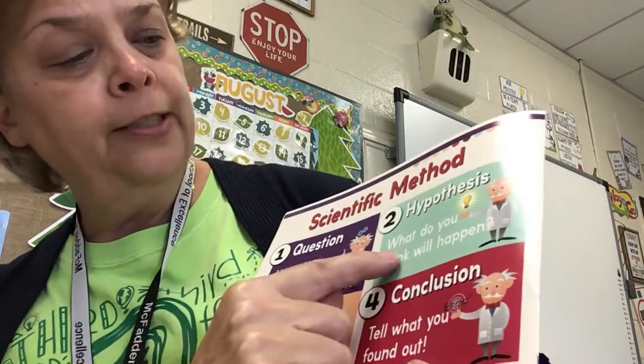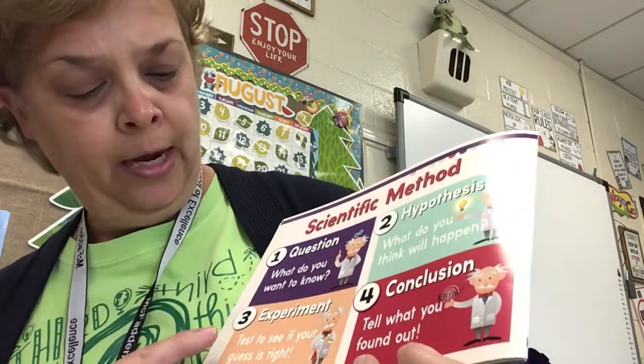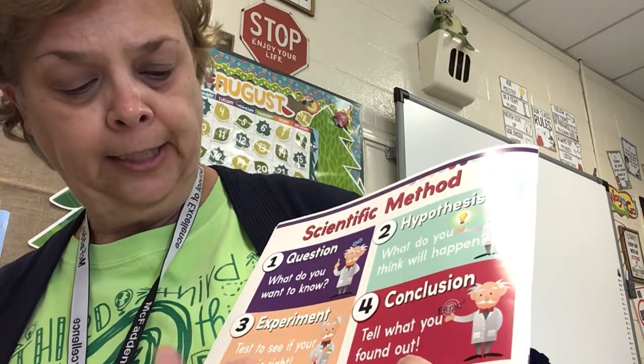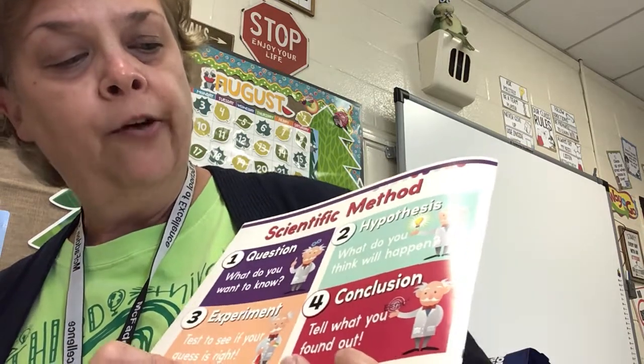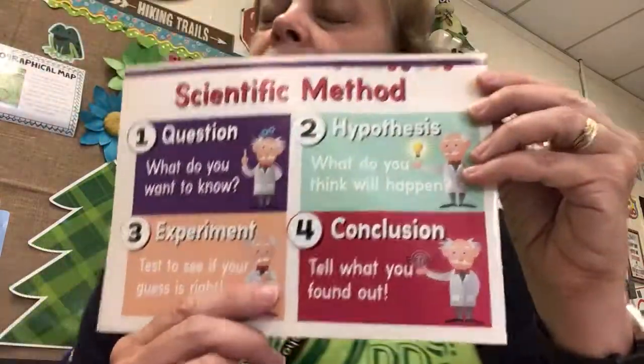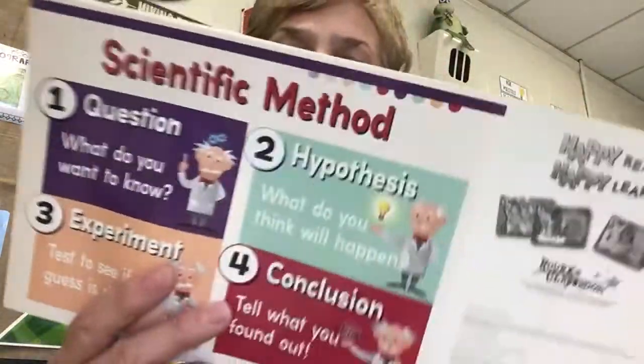Questions. What do you want to know? Hypothesis. What do you think will happen? Experiment. Test to see if your guess is right. 4 is a conclusion. Tell what you found out. So this is just a real simple form of what the scientific method looks like in 3rd grade.